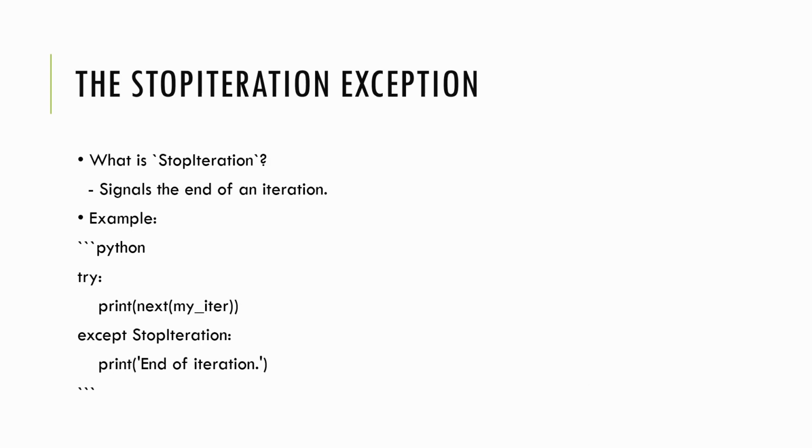An important concept when working with iterators is the StopIteration exception. This exception is raised when there are no more items left to return in the iterator. You can handle this exception in your code to gracefully handle the end of the iteration. For example, you might use a try block to catch the exception and output a message when the iteration ends.